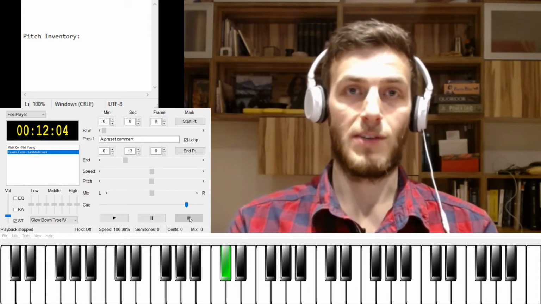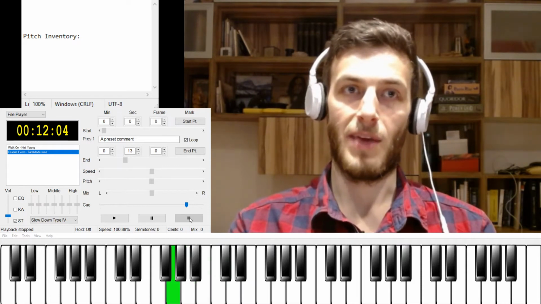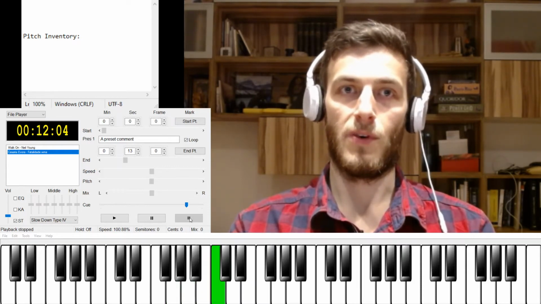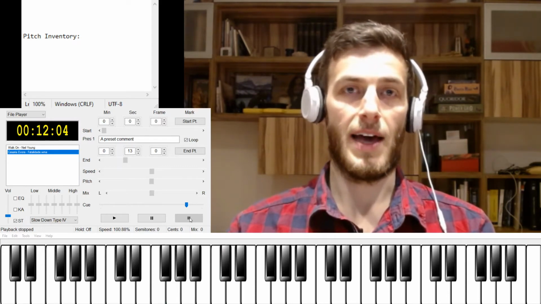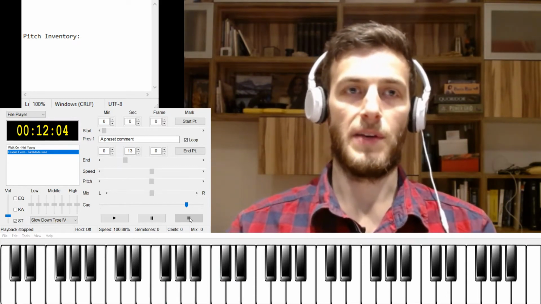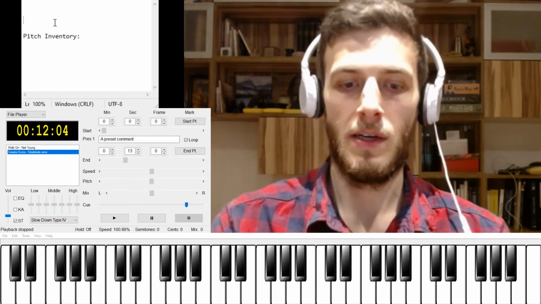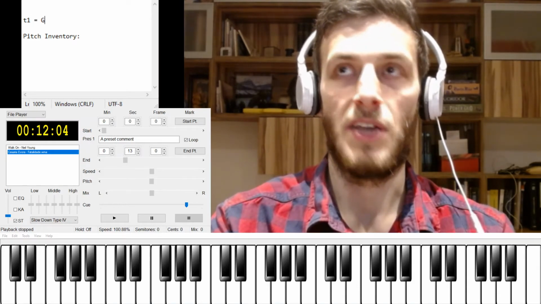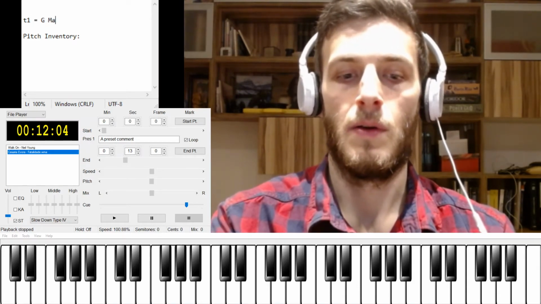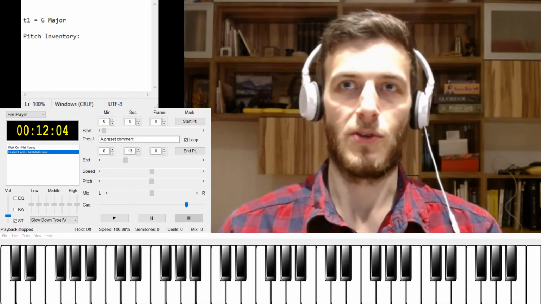That would mean if this was the augmented fourth, we would be in the key of G major. 1, 2, 3, 4, right? So let's take that as our first guess for the key. So our T1 equals G major. It's a happy sounding song. It's probably in a major key. That's good enough for us for now.